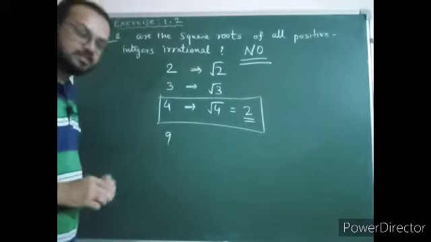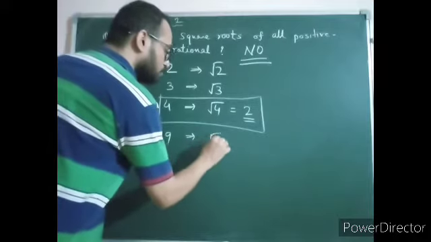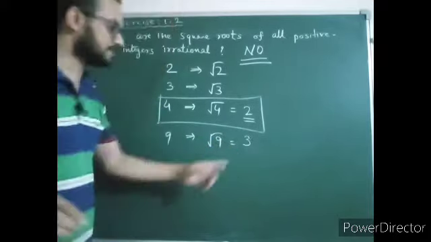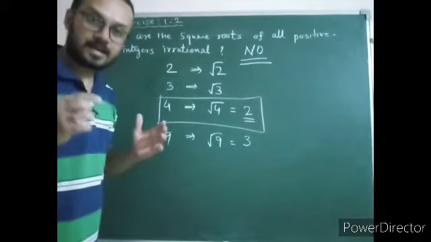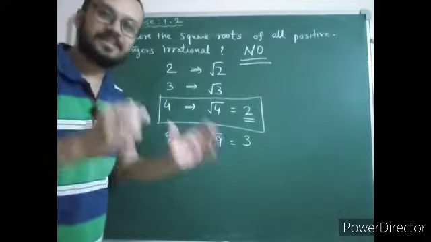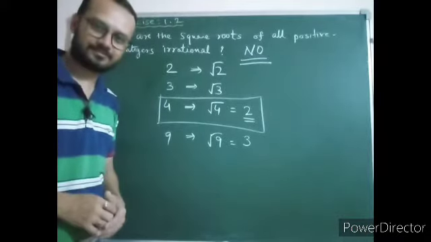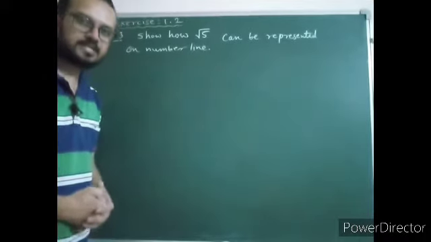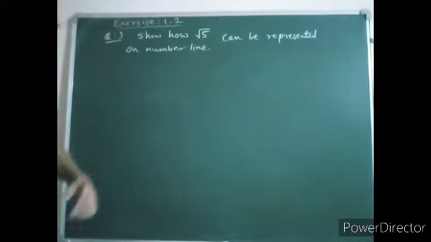9 is a positive integer and its square root is root 9, and we know that this value of root 9 is 3. This is again a rational number. So there are many positive integers whose square roots are not irrational numbers, they are rational numbers, and these are the examples. Now let us take the next question in the exercise 1.2, question number 3.